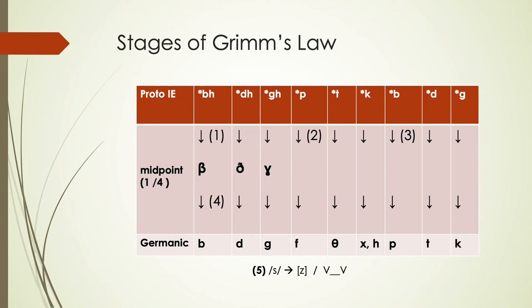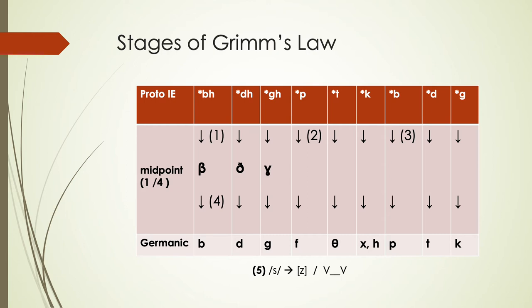And then you have the next stage where those voiced plosives are filling in the gap that was left by the voiceless plosives and becoming voiceless themselves, to where we get p, t, and k. And then if we go back to the left side, this is where stage four is taking place, where those fricatives are changing again and filling in the gap that forms from those voiced plosives not being there. So then we have voiced plosives back and we get b, d, and g. And then that last stage of S becoming Z in between voiced sounds.